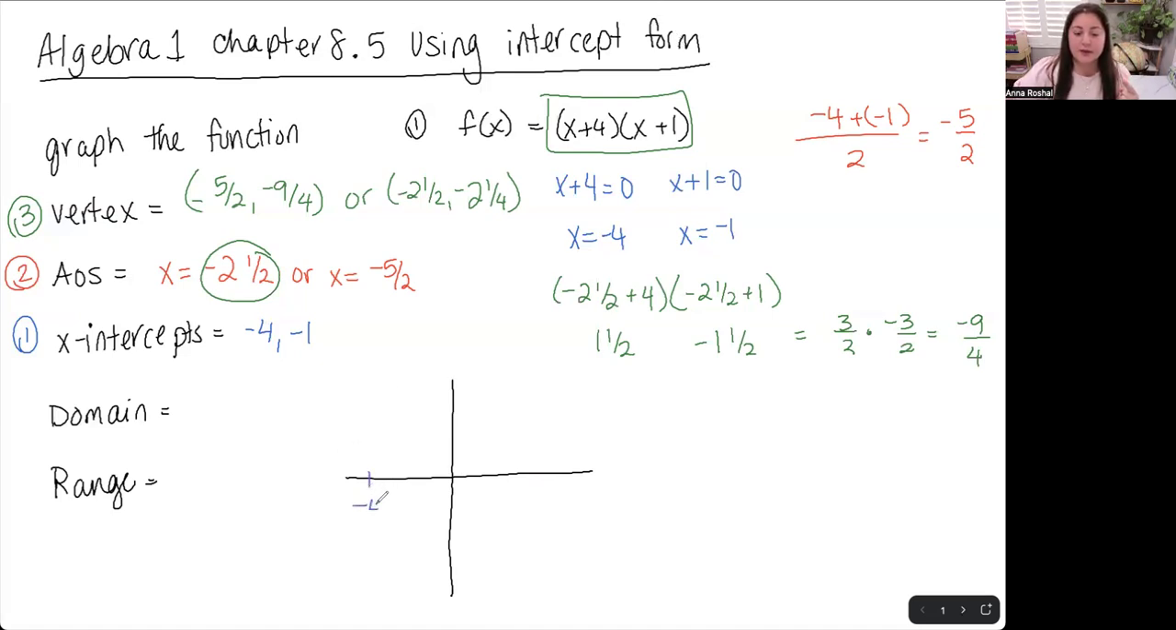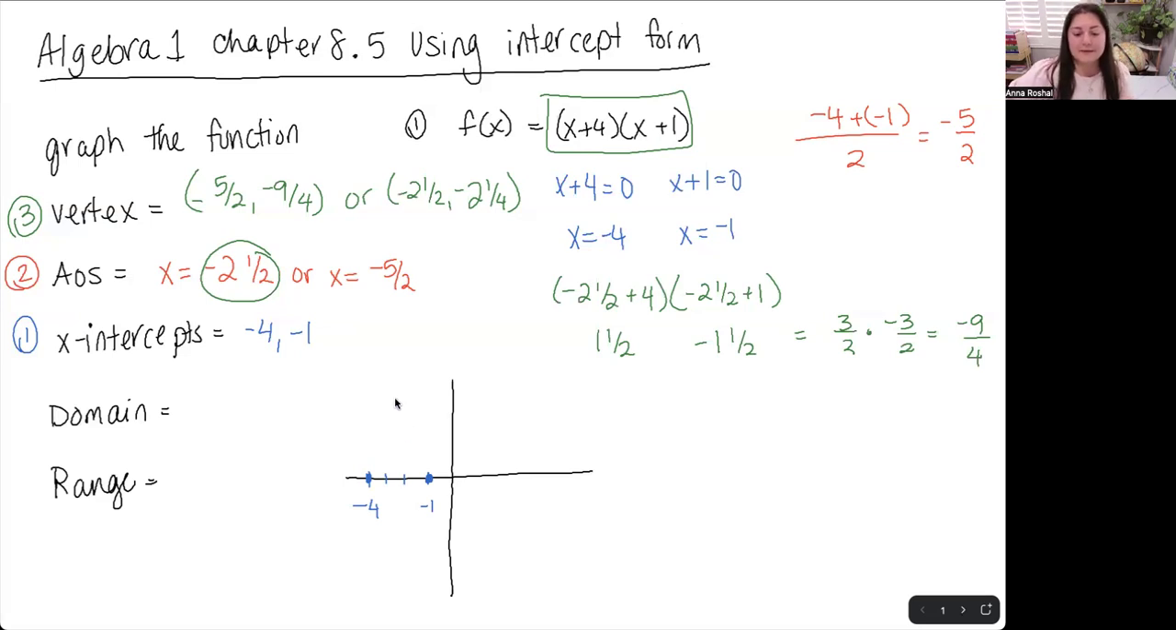So I'm going to go ahead and plot -4. I'm going to go ahead and plot -1. We're going to say -2 and -3 are there. So this is one point here. This is another point here. I know these to be my x-intercepts because I've already found them in blue.